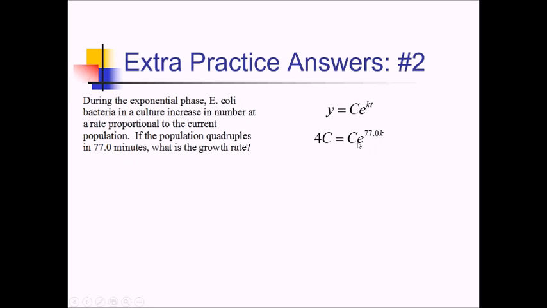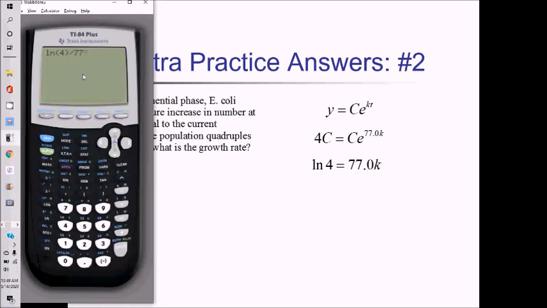And at this point, we can divide both sides by c. So we've got 4 equals e to the 77k. Taking the ln of both sides, I can write ln of 4 equals 77k. And at this point, all I have to do is divide by 77 to find my k value. Time for the calculator. So doing that division on there, we end up with 0.018.